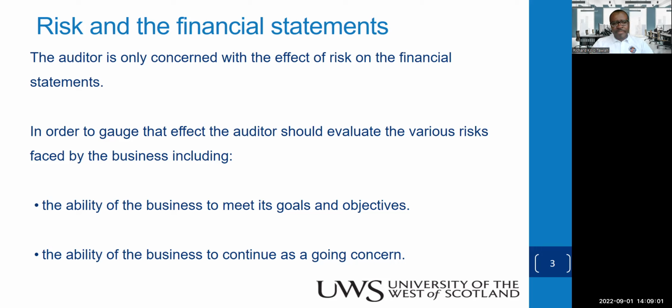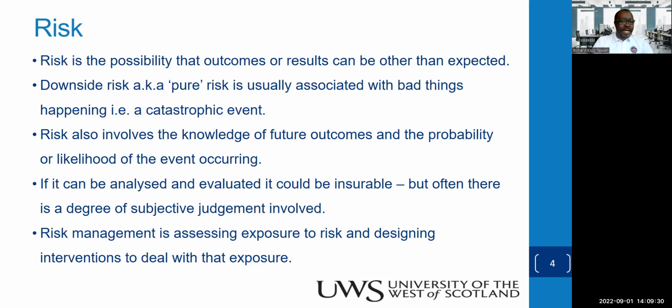How can they gauge? First, they need to look at the ability of the company to meet its goals and objectives. It could also mean evaluating the responsibilities and what management has done to ensure that they have met the objectives and goals of the company. If we're able to achieve that satisfactorily, the auditor is able to determine whether the company has the ability to continue as a going concern. These two things will guide us.